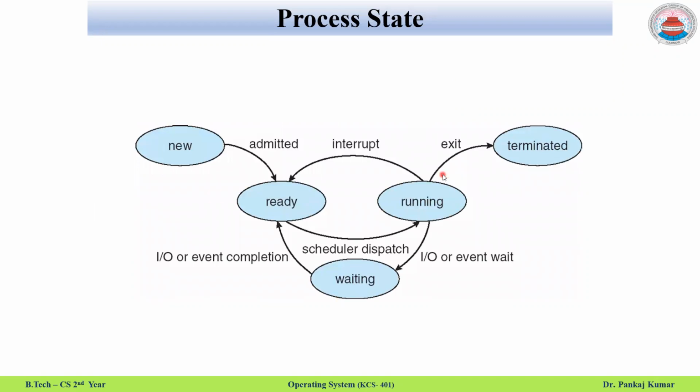This is the process state diagram. It is clear that there are five states. First one is new state, ready state, running state, waiting state, and terminated. When a process comes into existence, it is called new state. Then it is admitted and becomes ready. Ready state means all necessary conditions are fulfilled. Now it is only waiting for CPU.